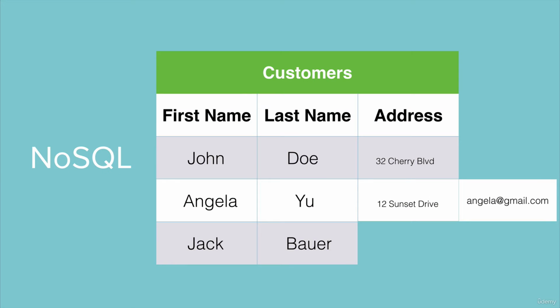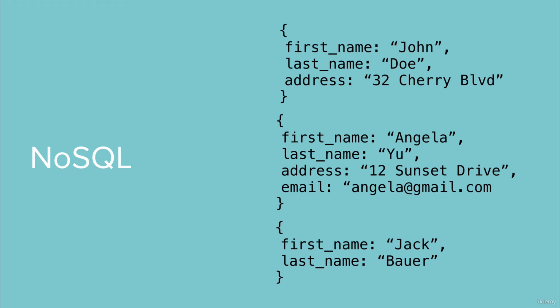But if you had a NoSQL-based database, such as MongoDB, then this wouldn't be a problem at all. If you were working with Mongo, the same data would be represented as JSON objects. So you would have key value pairs, such as first name, last name, address. And if for one of those documents you had an extra key value pair, such as email, then it doesn't affect any of the other data records. And none of these records or documents actually have to be the same shape or follow the same structure.